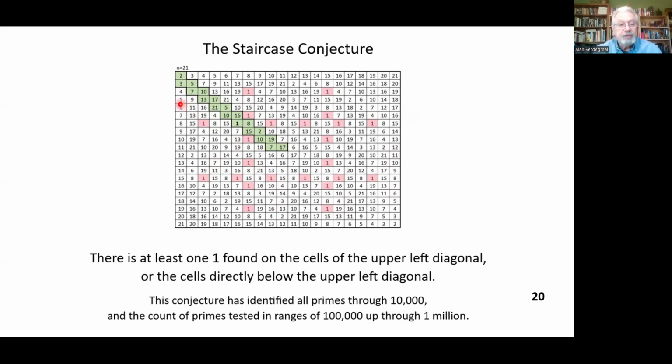It seems that there's always a 1 found either on the main diagonal or the diagonal below the main one. It has been demonstrated that this holds for all prime composite numbers up through 1 million. Searching for 1s in this manner is known as the staircase search, because it walks up the stairs of the staircase. If it gets to the top without finding a 1, then n is a prime number.